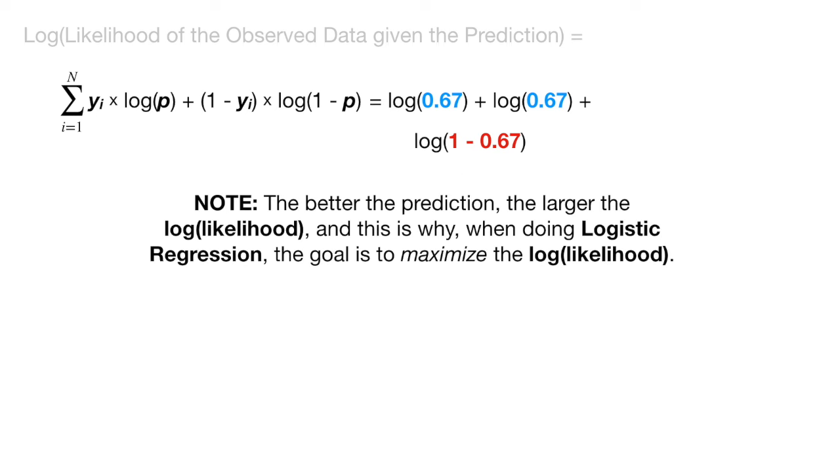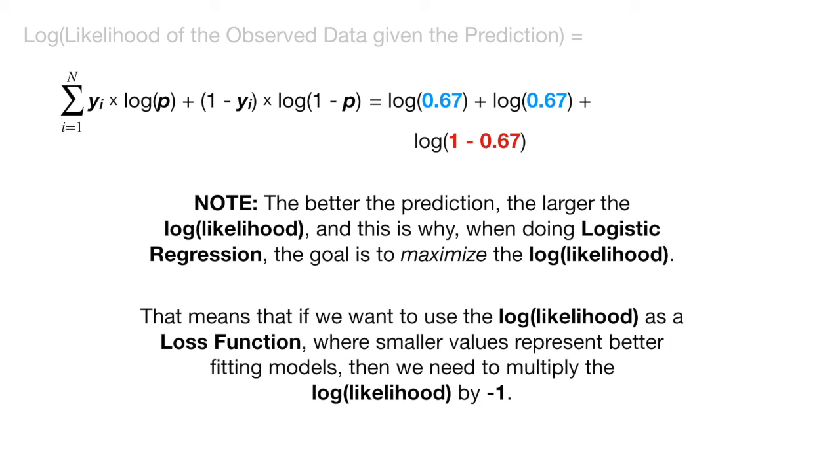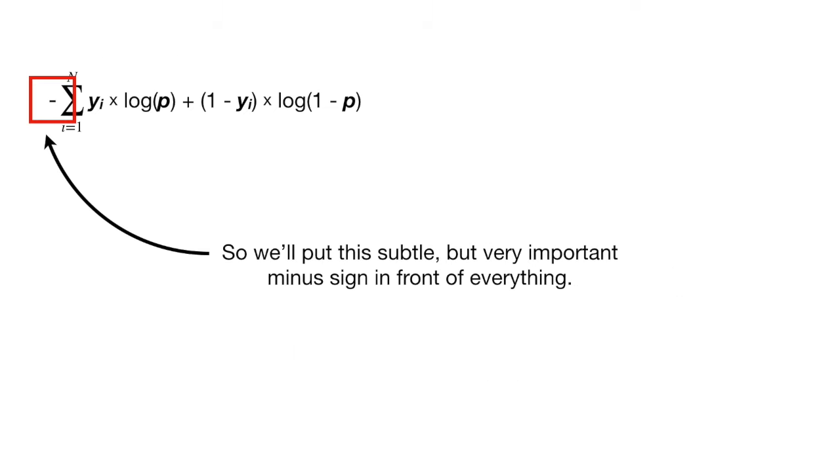Note, the better the prediction, the larger the log likelihood, and this is why, when doing logistic regression, the goal is to maximize the log likelihood. That means that if we want to use the log likelihood as a loss function, where smaller values represent better fitting models, then we need to multiply the log likelihood by -1. So we'll put this subtle but very important minus sign in front of everything.